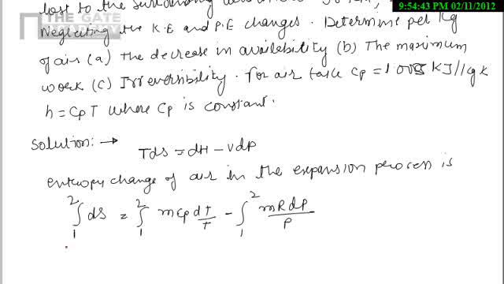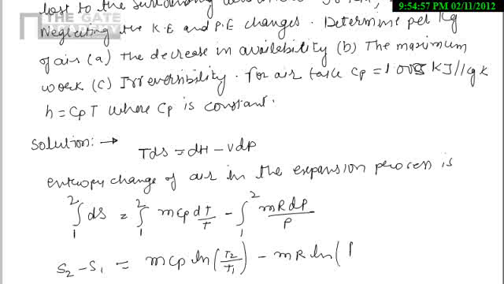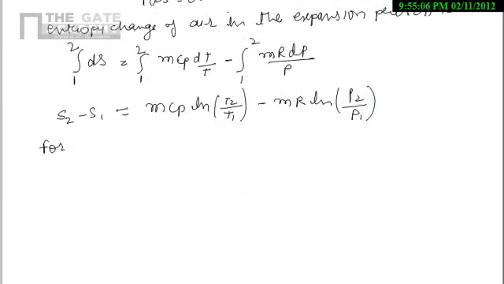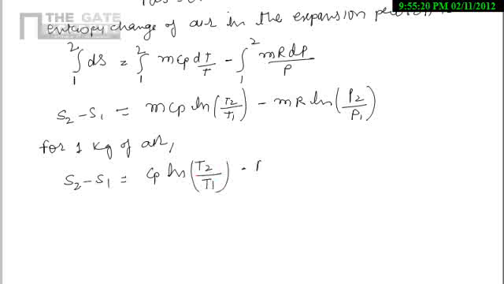Now we can write by integration S2 minus S1 equals m Cp ln T2 by T1 minus mR ln P2 by P1. For 1 kg of air, because you have to determine all these things per unit mass, S2 minus S1 will be Cp ln T2 by T1 minus R ln P2 by P1.